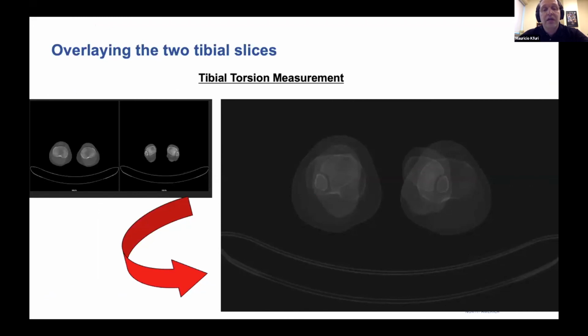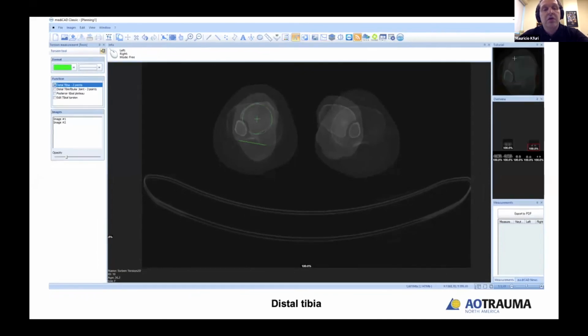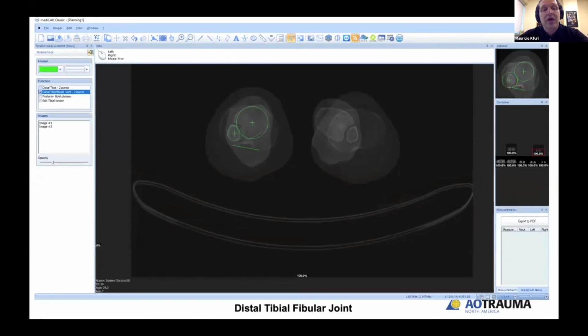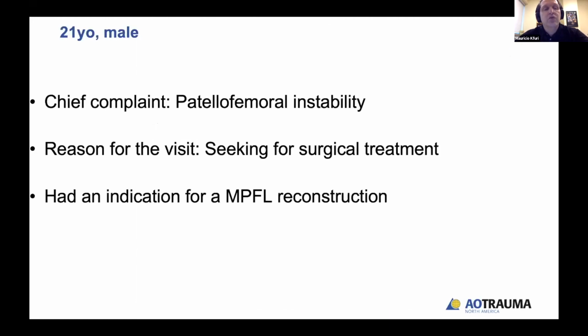You're going to overlay the tibial plateau with the distal tibia, and by doing that, you have a line that determines the posterior rim of the tibial plateau. You have the distal tibia, you have the tib-fib, and then you have the axis between the tib-fib and the distal tibia, and then you have the torsion of the tibia. You cannot measure the torsion of the tibia by comparing measurements from the tibia and femur. You have to use the tibial plateau and distal tibia, not distal femur and distal tibia, because otherwise you miss the torsion of the tibia.